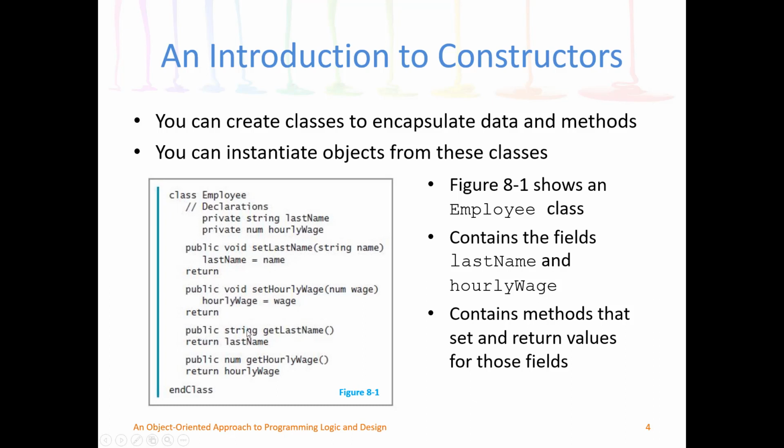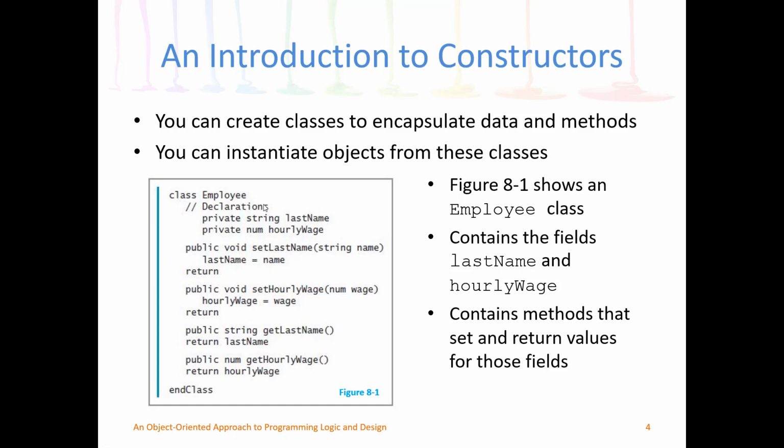We then have a string called get last name. It passes nothing, but it returns a string. So return last name. Then get hourly wage, we don't pass anything, but we return a number. And that ends the class. So this is all we're interested in as far as an employee goes: their last name and their hourly wage.